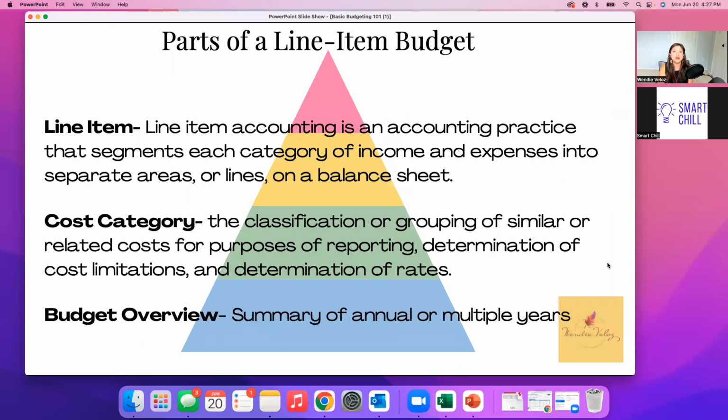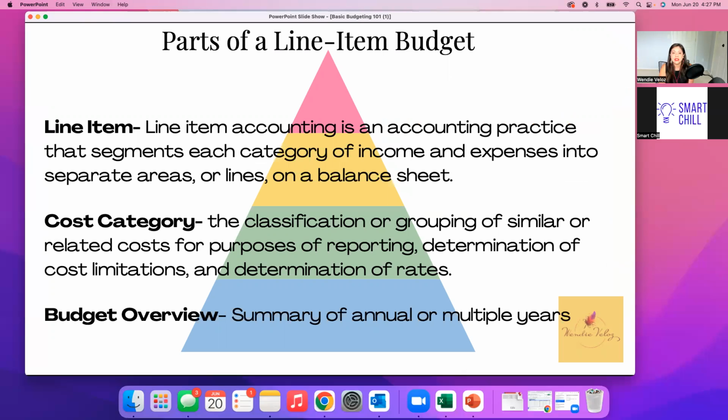So this also is called a line item budget. And the line item budget means that we are going all the way down to the smallest segment of your budget, which is called a line item. And those are the expenses that you accumulate according to the particular areas or lines or line items that you have on your balance sheet.